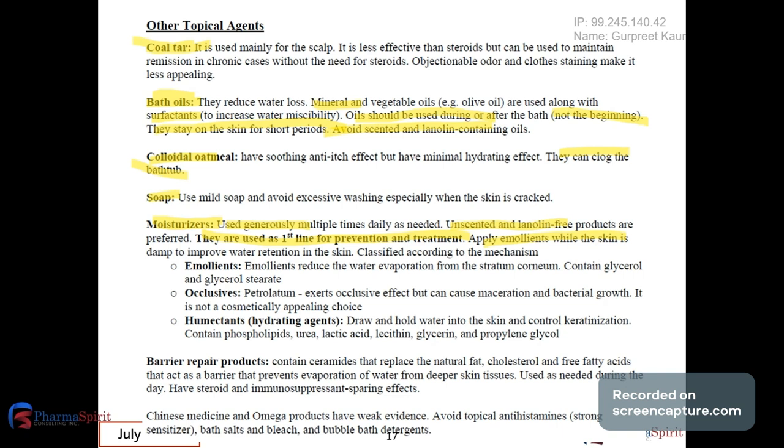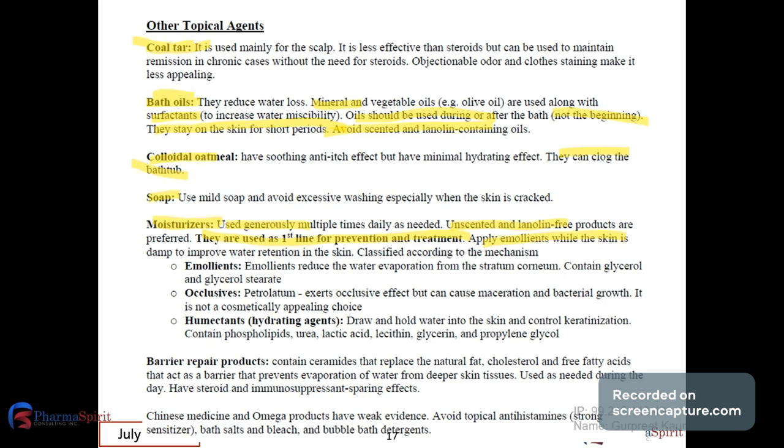The third class of the moisturizers is what we call humectants, and also we call them hydrating agents. What they do is they draw water and hold it in the skin and control skin keratinization. And usually, humectants contain phospholipids, urea, lactic acid, lecithin, glycerin, and propylene glycol.